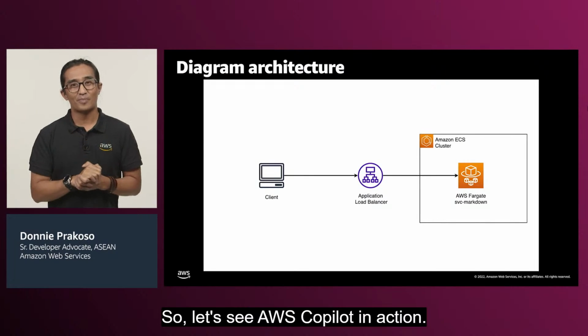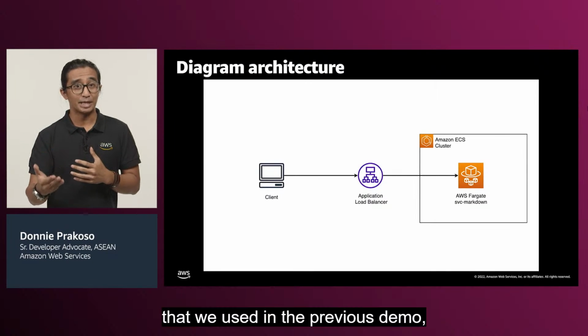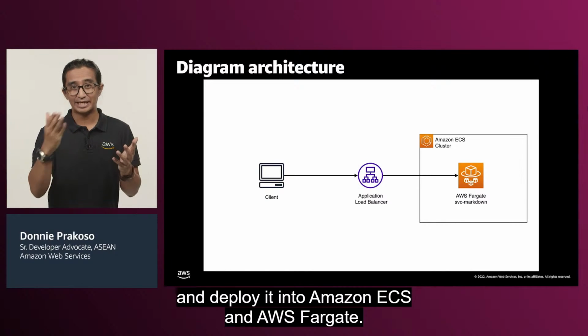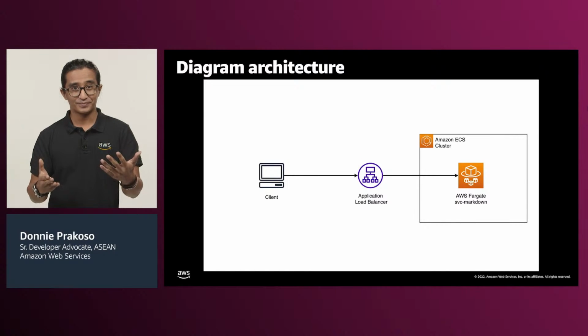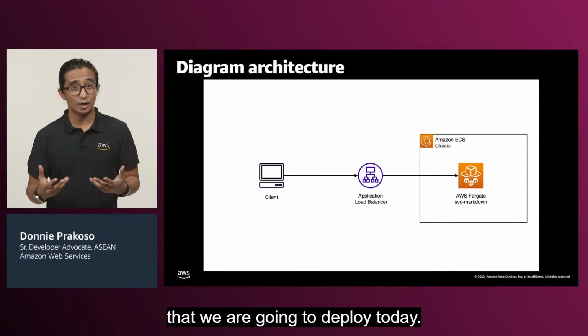So let's see AWS Copilot in action. In the next demo, we're going to deploy the application that we used in the previous demo and deploy it into Amazon ECS and AWS Fargate. Just a quick overview on what kind of app that we are going to deploy today.